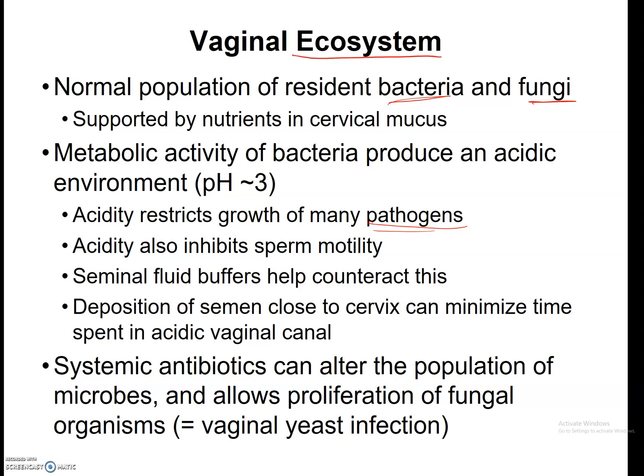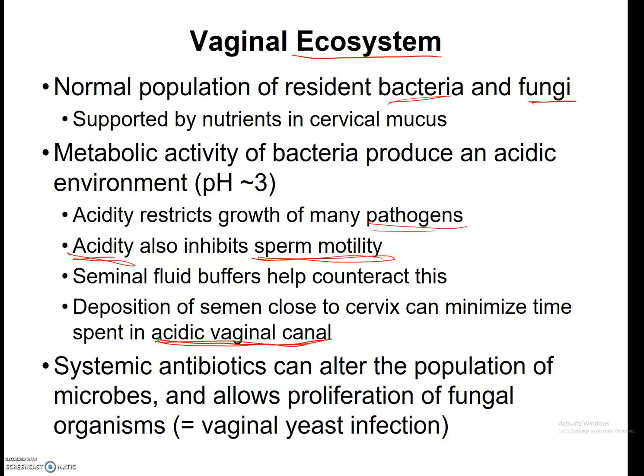It also helps regulate the acidity to inhibit sperm motility, but I thought we wanted fertilization to happen. Well, fertilization is a big deal, but reducing the number of sperm and changing motility is one way to sort out the strongest, healthiest sperm to give rise to the best offspring that you could possibly have, right? It's a kind of a natural selection environment. The seminal fluid from males helps buffer and counteract this. So the seminal fluid is battling the acidity of the vaginal ecosystem, and the deposition of semen itself close to the cervix minimizes the time spent in this acidic canal.